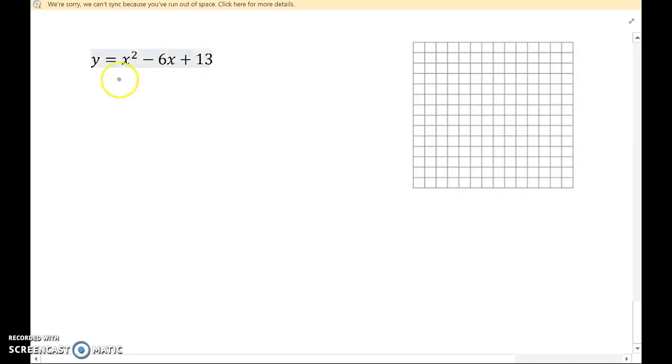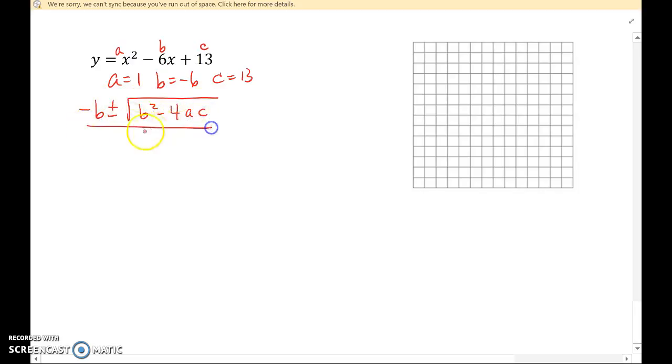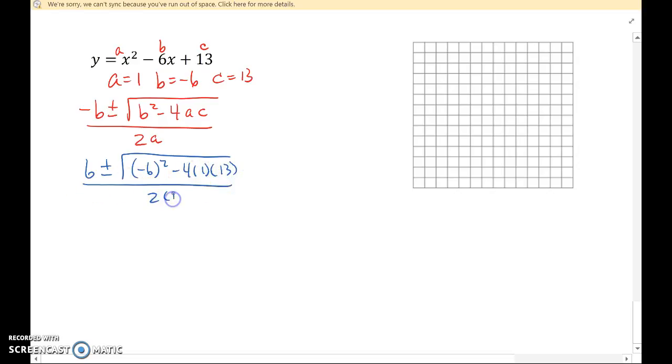And so again, we need to identify our a as 1, our b as -6, and our c as 13. And a is always in front of x squared, b is always in front of x, and c is always our constant. And so it's the opposite of b, so our formula is -b plus or minus the square root of b squared minus 4 times ac all over 2 times a. And so our b is already negative, so we can say plus or minus the square root of -6 squared minus 4 times a, which is 1, times c, which is 13, all over 2 times 1.